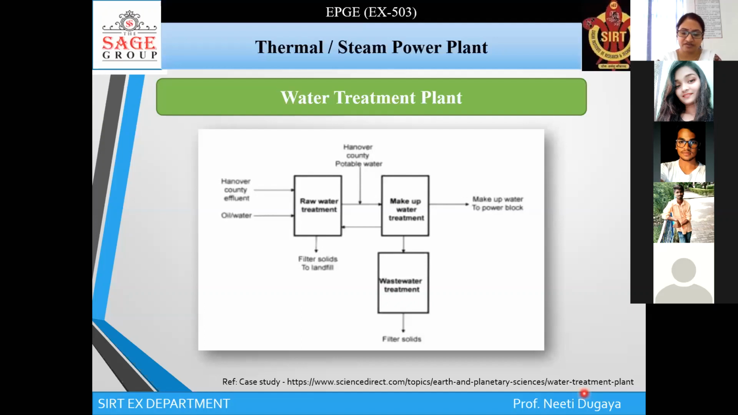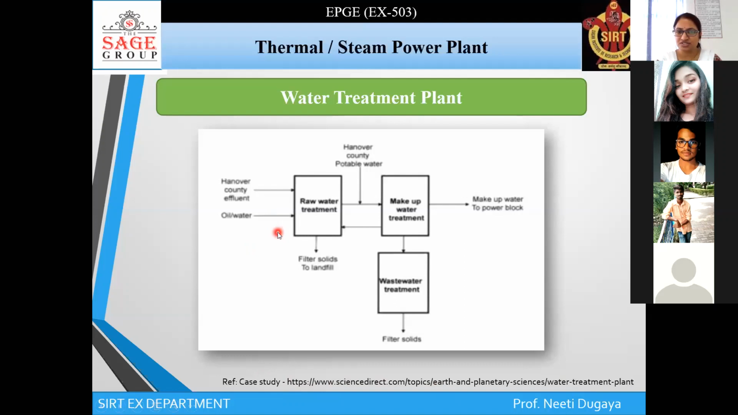If you want to study the whole paper or the whole case study, you can take the reference, simply copy and paste this particular URL into your browser, and the paper will come out, and you can study the whole case study of it. So this is the water treatment plant.